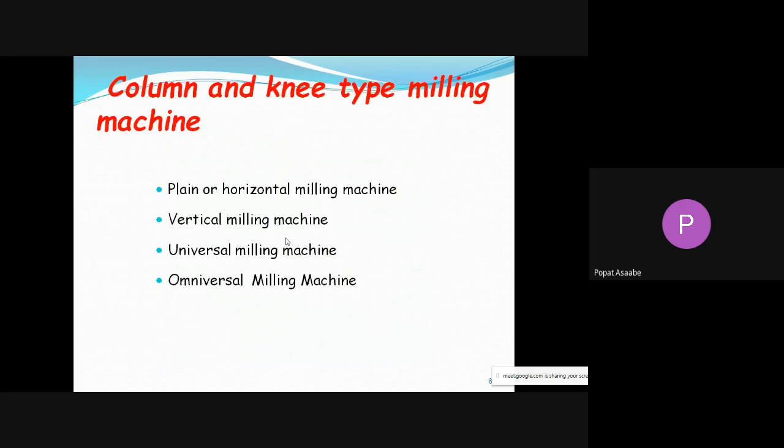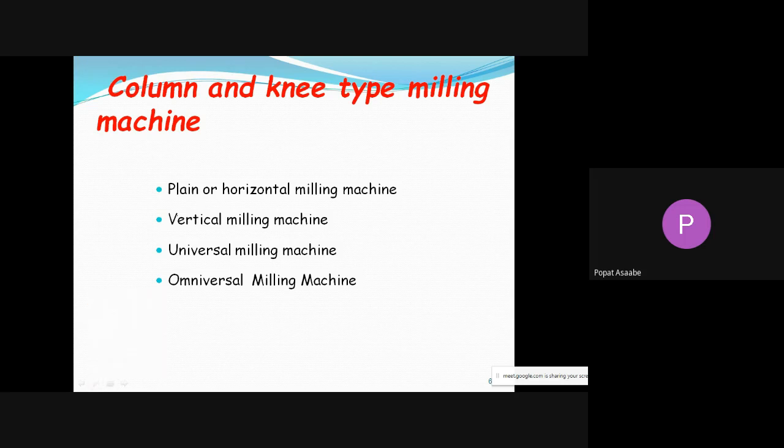Then we have discussed the classification of the milling machine. The column and knee type milling machine is classified into the following types: the horizontal milling machine, vertical milling machine, universal milling machine, and omni universal milling machine. Then what is the facility of each machine? Again, see here.